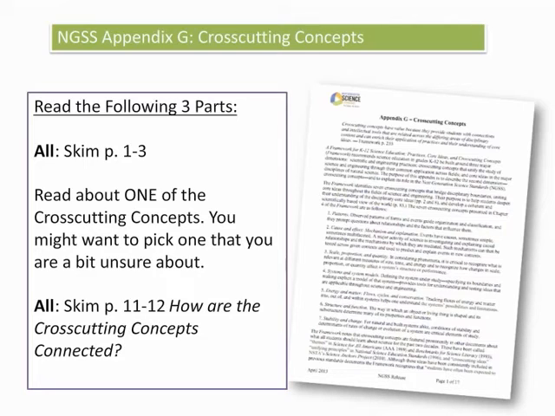What you're going to do is, depending on the size of your group, if you've got a big enough group, you could jigsaw this so that one person reads each of the 7 cross-cutting concepts. I'm going to assume it's you and a partner. So what I would ask is that you both read pages 1 through 3 and just skim the bolded parts of those. Skim pages 11 through 12, and then each of you just pick one cross-cutting concept, maybe one that you're not so sure about. Maybe it's stability and change or something like that that you just want to know a little bit more about, and just read that section.